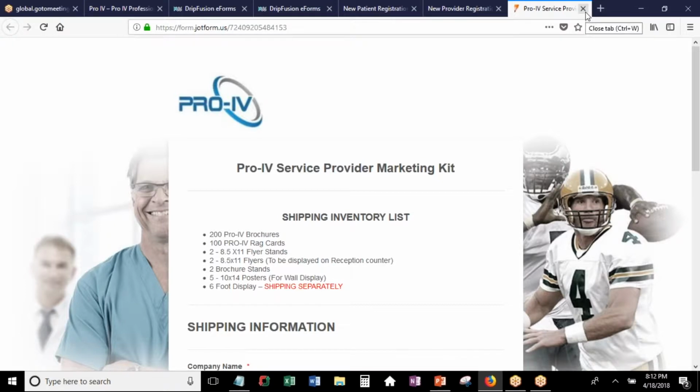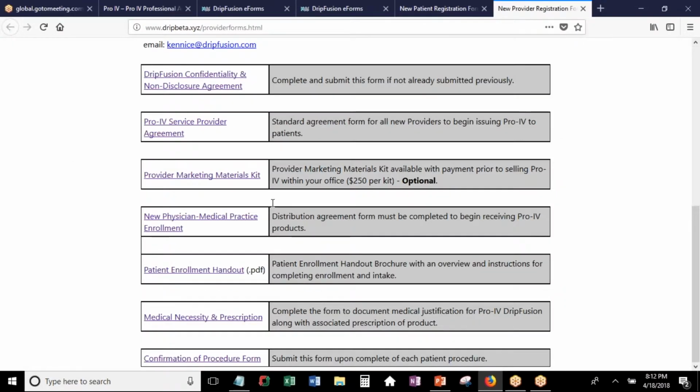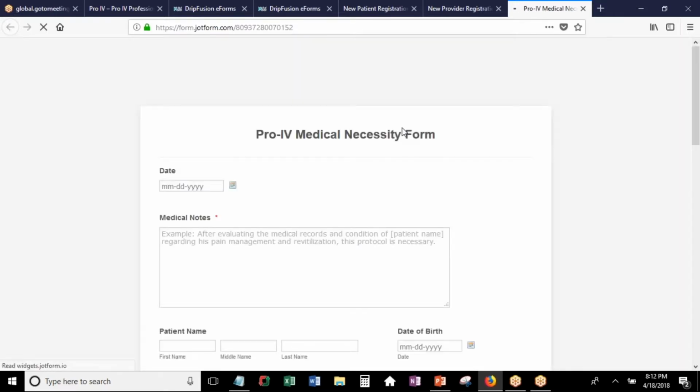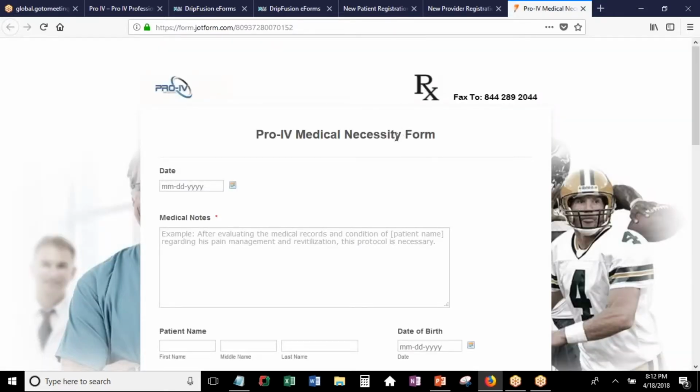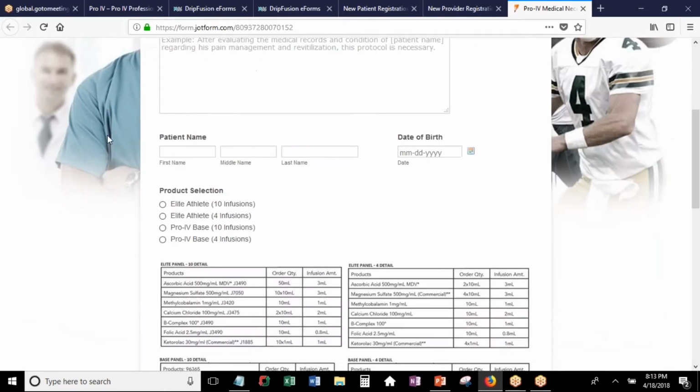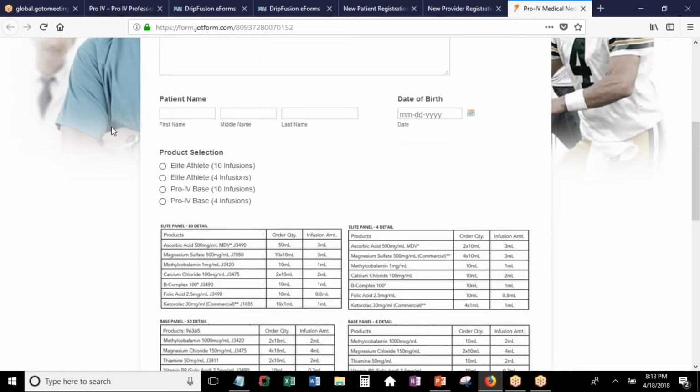But we're going to get back to the other forms. So medical necessity and prescription. This means you've received an email from us, Pro IV, stating Johnny Appleseed has submitted a form to us either as one of your new patients, existing patients, or someone that just contacted Pro IV themselves, and we're submitting them to you. Johnny Appleseed now needs you to see if he qualifies for these treatments.